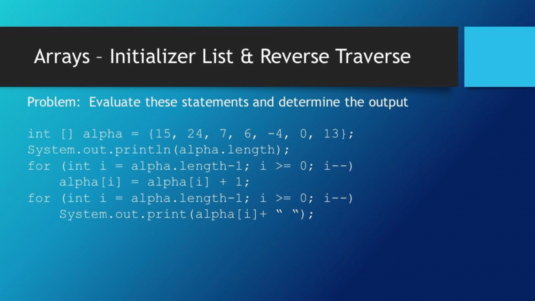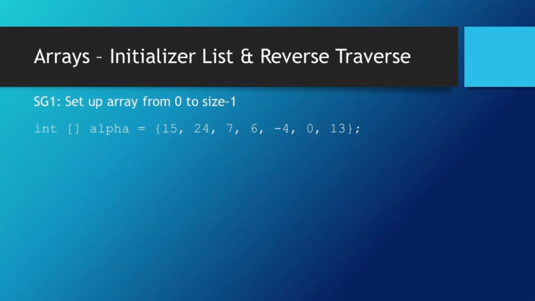Here is our problem to solve. Evaluate these statements and determine the output. Then, we have the Java statements. For subgoal 1, we set up the array from 0 to size - 1.